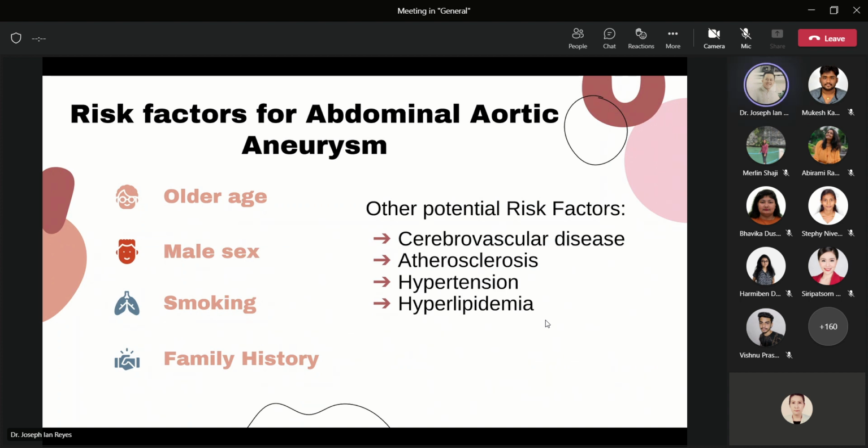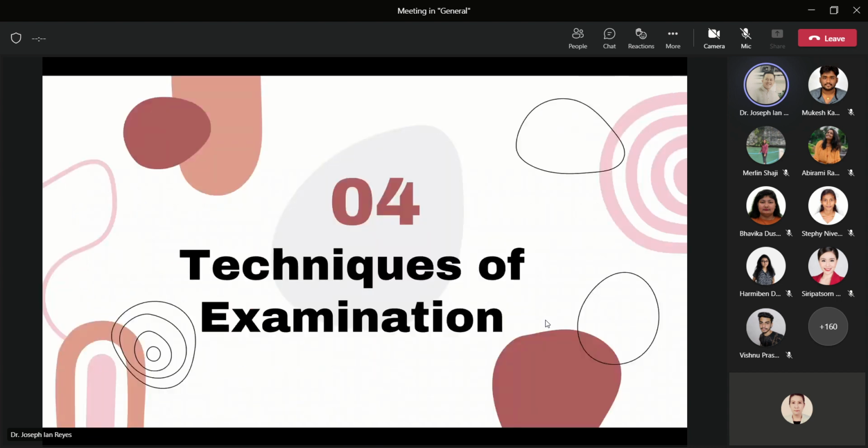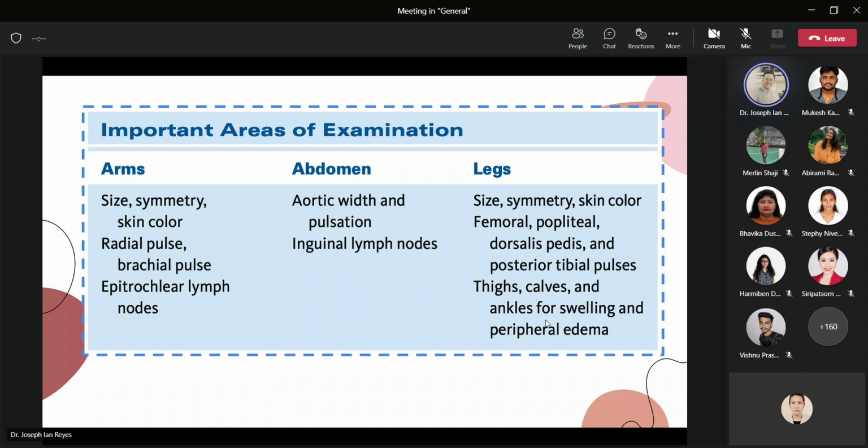So now that you have discussed with your patients the different conditions and the risk factors, then we go to the techniques of examination. Okay. So techniques of examination, this would be the time that you're done with your history taking, you're done counseling your patient. Now you want to find out if what you are thinking, your differentials, are true. So now you do your physical exam. So these are the important areas of physical examination. For physical examination, you want to check the arms, the abdomen, and the legs for this particular system, the peripheral vascular system.